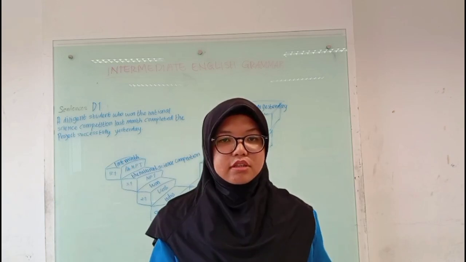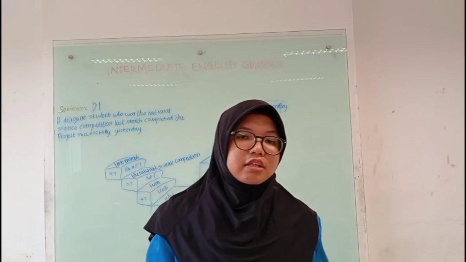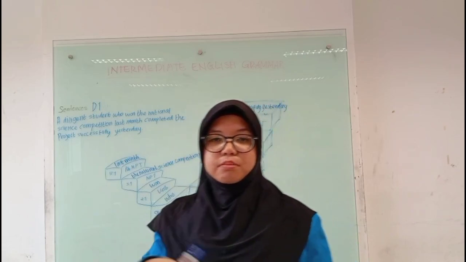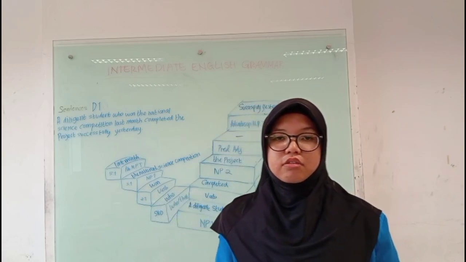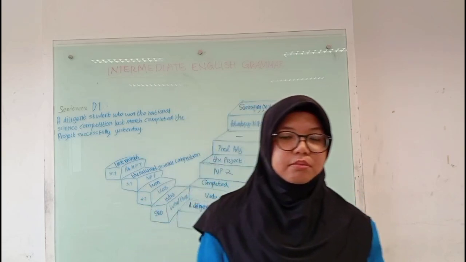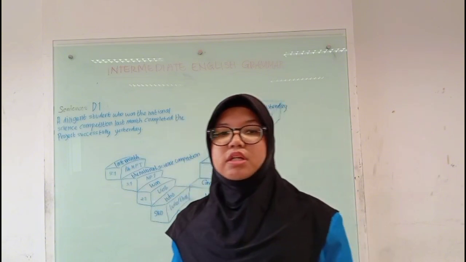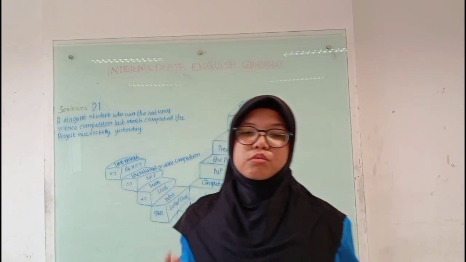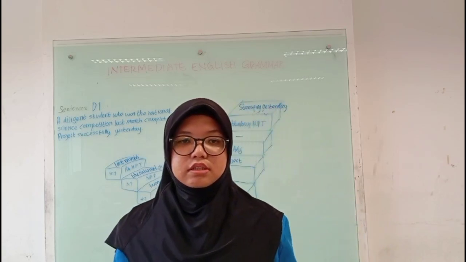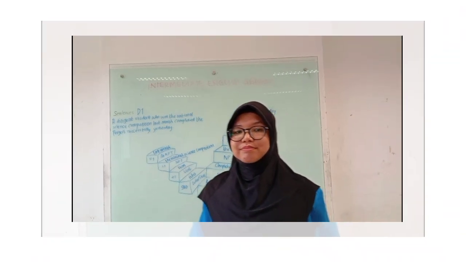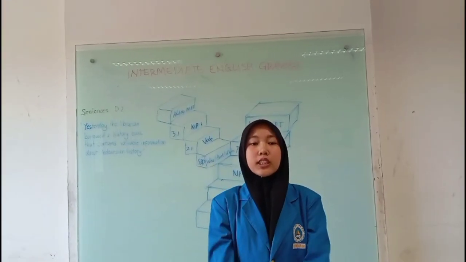Now, if we read the substeps from the bottom to the top, we get who won the national science competition last month. This is our defining relative clause. Finally, we combine it with the main sentence. The final sentence becomes: a diligent student who won the national science competition last month completed the project successfully yesterday.